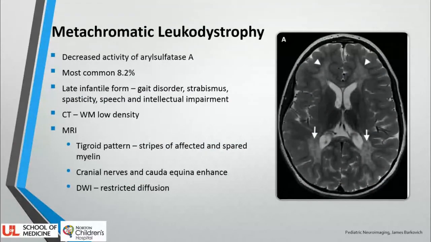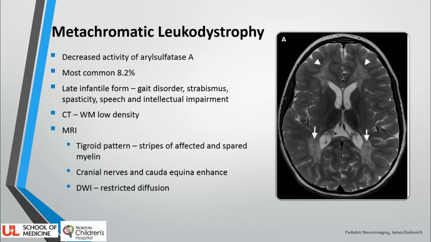Metachromatic leukodystrophy is the most common metabolic white matter disorder. It occurs due to deficiency of arylsulfatase A. So enzyme deficiency causes failure of reutilization of normally broken down myelin in the central and peripheral nervous system. The patients with the late infantile form of this disorder present with gait abnormality, strabismus, spasticity, speech, and intellectual impairment. On imaging, there is decreased density in the white matter on CT.